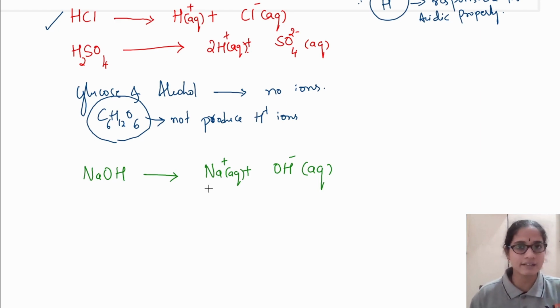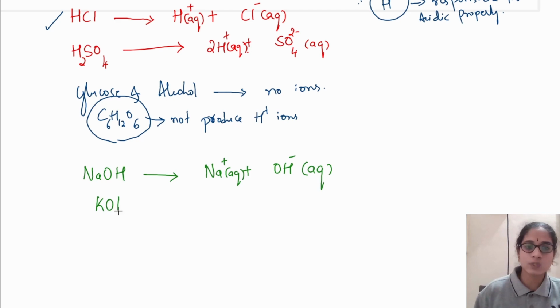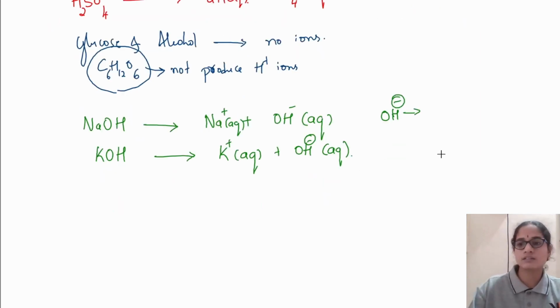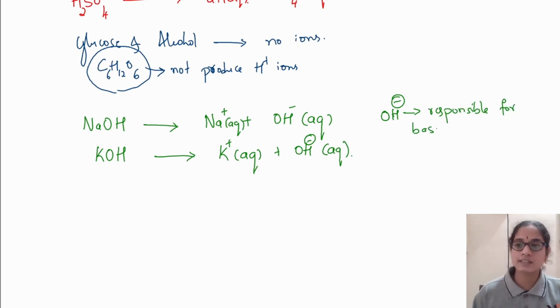For flow of electric current, we know that there must be movement of charges, or movement of ions or electrons. Here, in case of bases also, there is a formation of ions. You can take KOH, that is potassium hydroxide, which forms ions. So these bases which produce hydroxide ions, these hydroxide ions are responsible for their basic properties. These are responsible for basic nature.